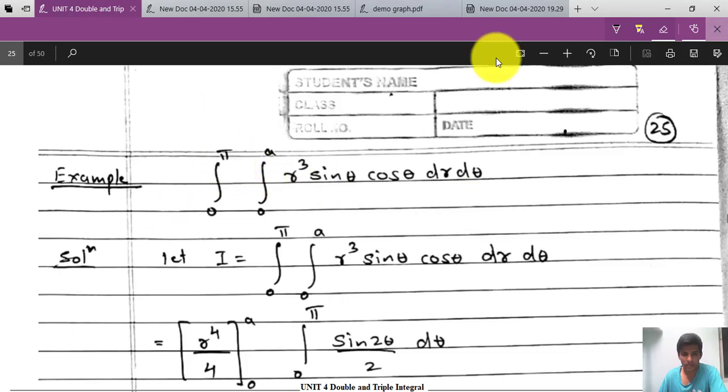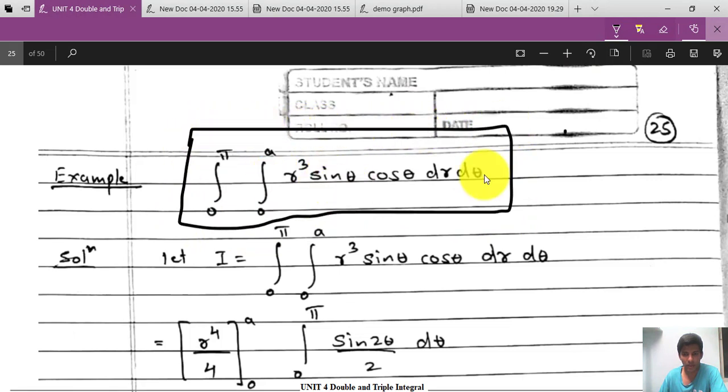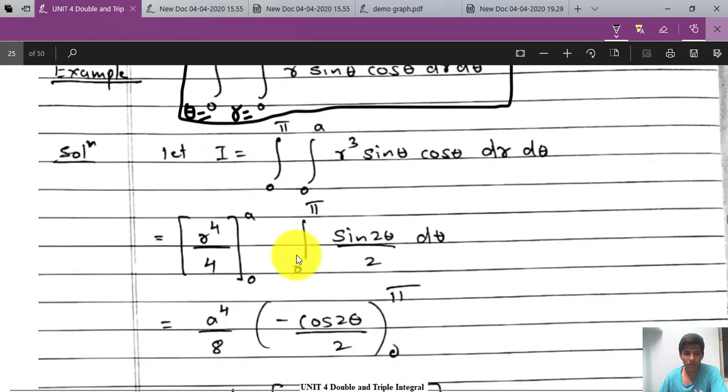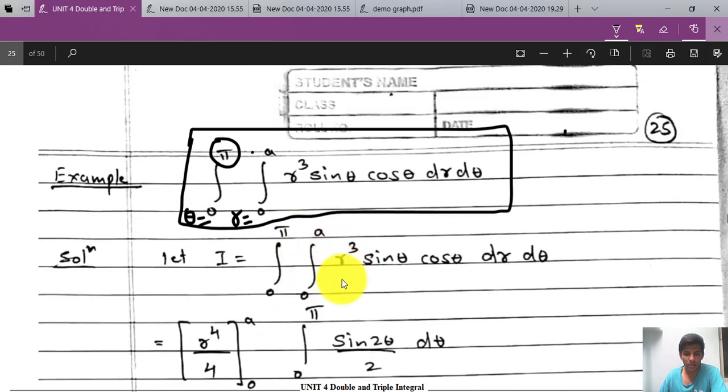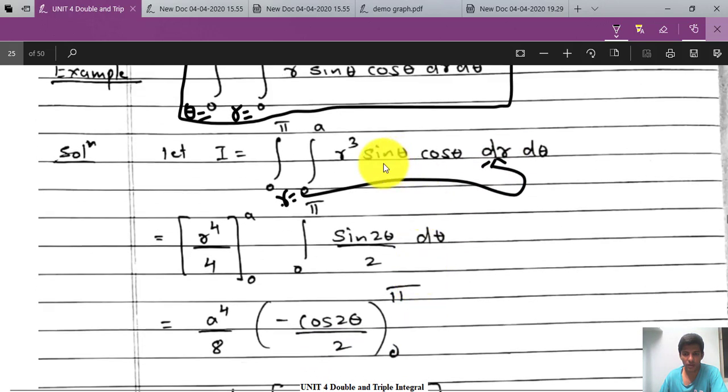Okay, the next problem. I have an observation: this is an example, and they have not told you to evaluate. Please read the question properly. This time there is no conversion at all, because here you have the limits in terms of theta and r. r is ranging from 0 to a, and theta is ranging from 0 to pi. So I will take which integral to evaluate first? With respect to dr.